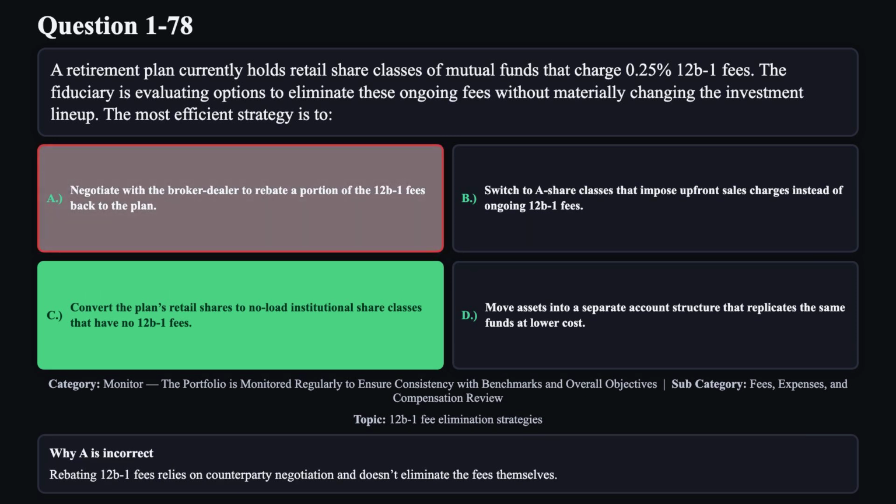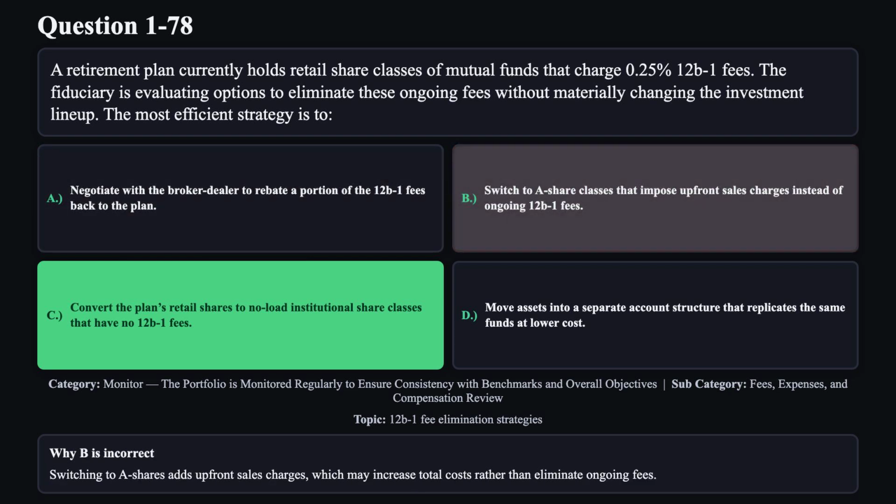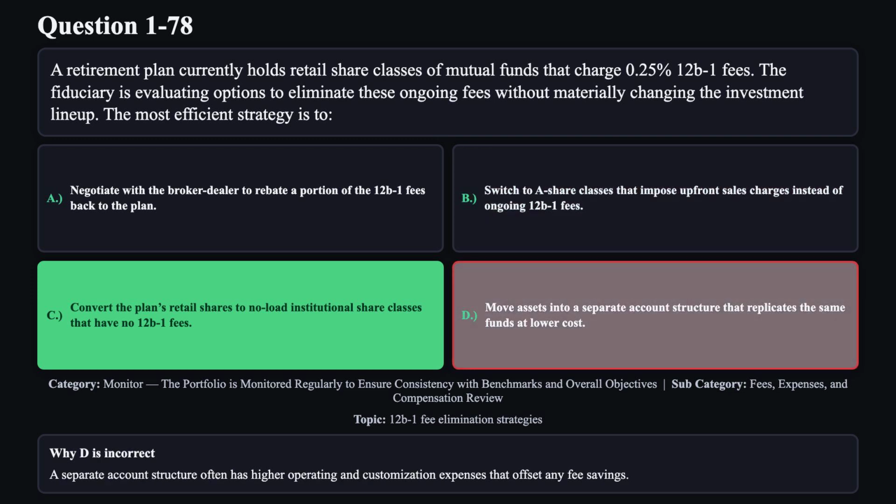Reason A is not correct. Rebating 12b-1 fees relies on counterparty negotiation and doesn't eliminate the fees themselves. Reason B is not correct. Switching to A shares adds upfront sales charges, which may increase total costs rather than eliminate ongoing fees. Reason D is not correct. A separate account structure often has higher operating and customization expenses that offset any fee savings.